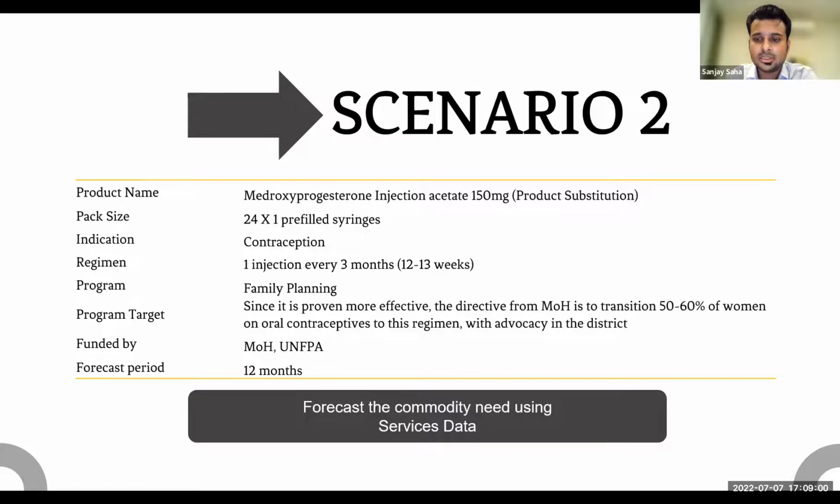Okay. Seth, I'm not sure what exactly you meant, but the answer is very simple. Yes, in terms of services data it is very easy: 1 vial per patient, or we will see how many vials are needed in 1 year. But the actual reason we're not using consumption data is that there is no consumption data available for this product. This is a new product. We are using it for the first time. As you see, it is product substitution.